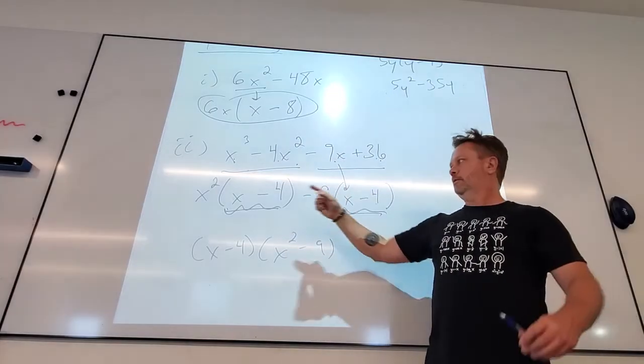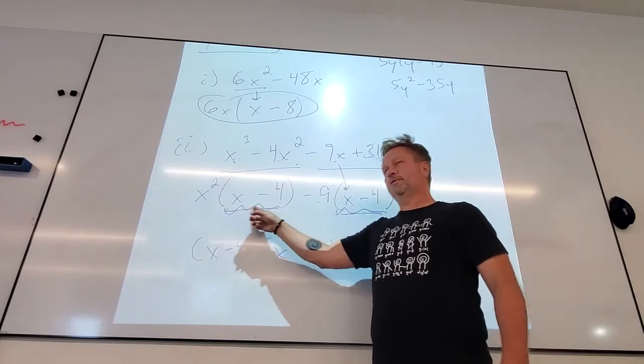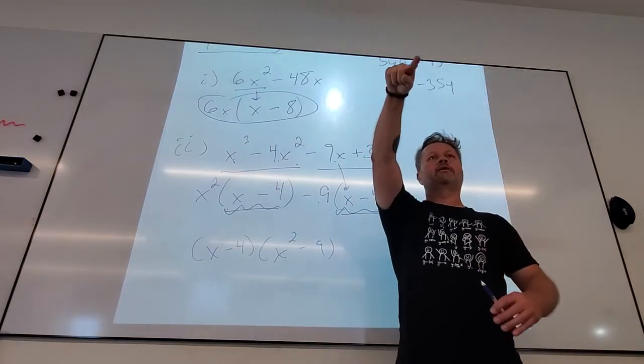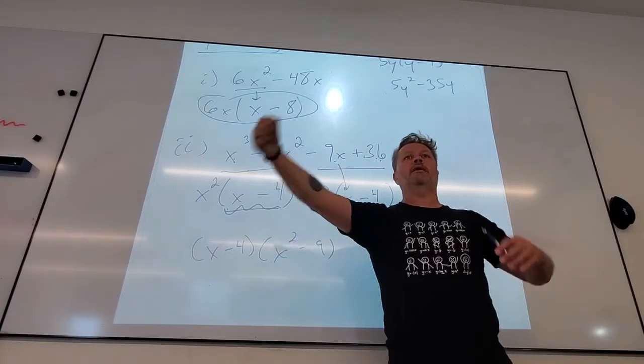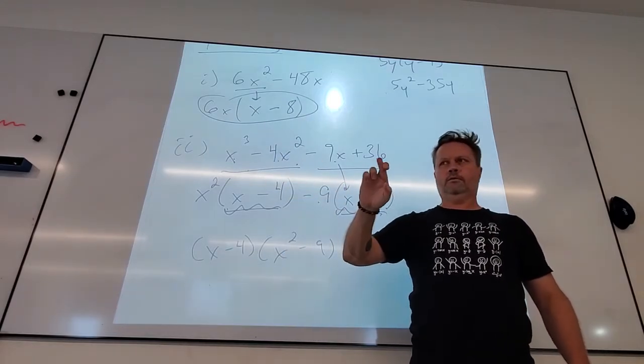Does he have an x minus 4? Totally. So they have something in common, GCF, it can come out. Somebody must have distributed it. Let me take it back out.